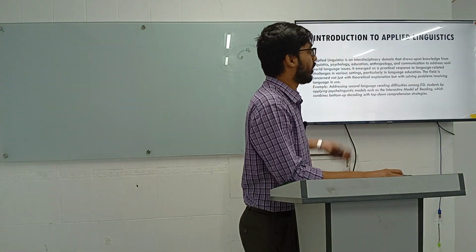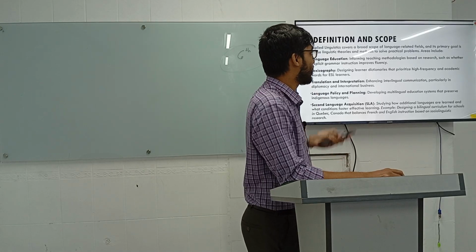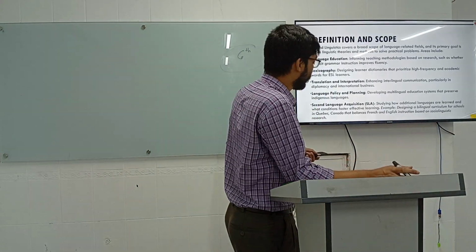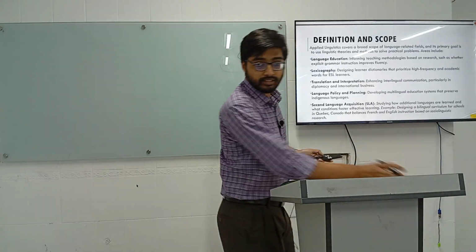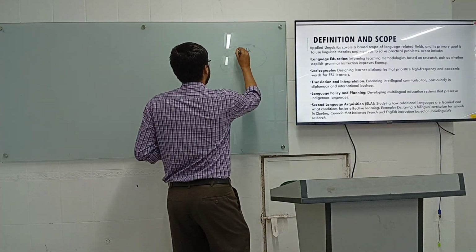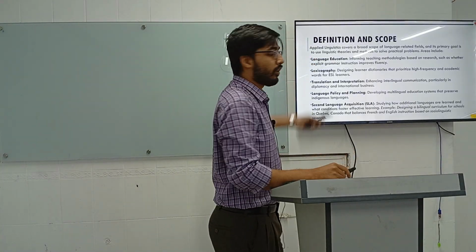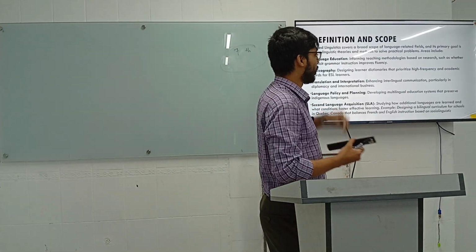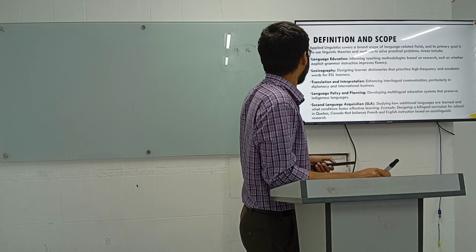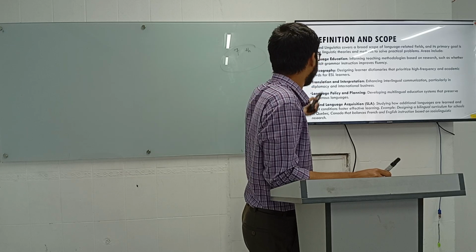Okay, and then we already have written these things, we already know that, and definition and scope. Definition is from here and the scope are these. So we already know those things, we already have written those things in the classroom also. So then there's nothing more to explain today. Language education, lexicography, translation and interpretation, language policy and planning, we already have talked about these things.